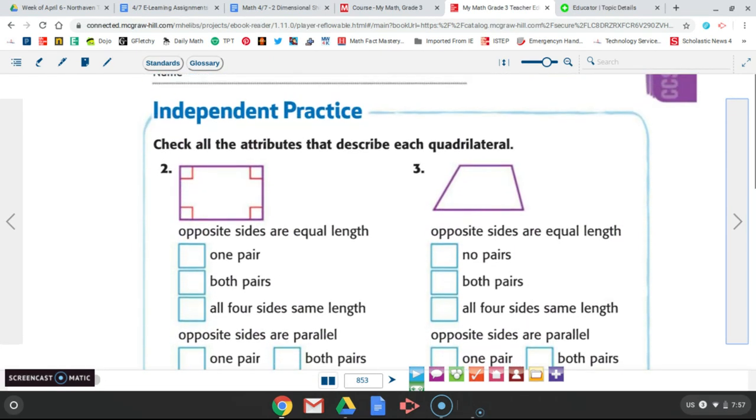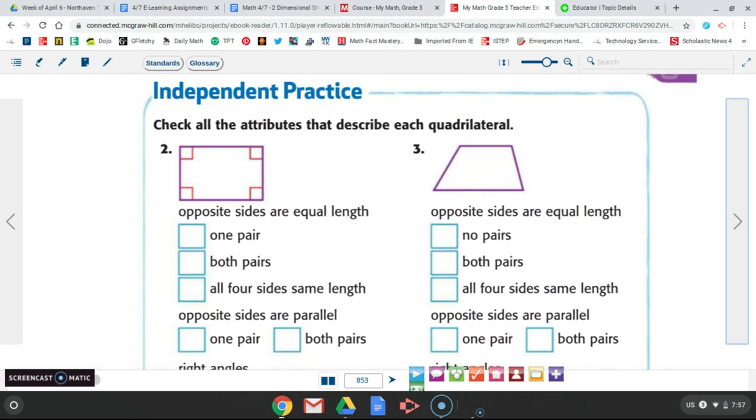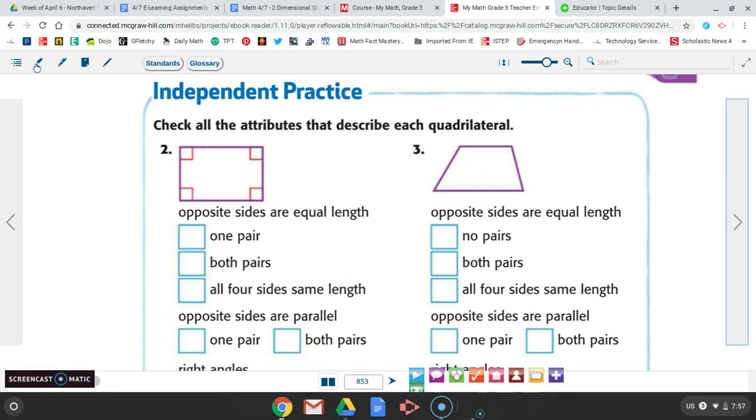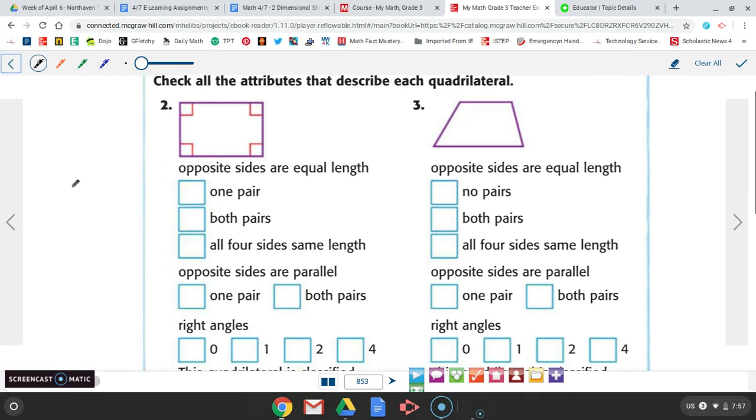All right, so let's go to the independent practice. It says check all the attributes that describe each quadrilateral. So let's look at the first one. It says opposite sides are equal length. Well, so here's a pair, top and bottom. So that's one pair. And then I also noticed that the right and left are equal length. So I would say both pairs. All 4 sides are not the same, so I don't want to check that.